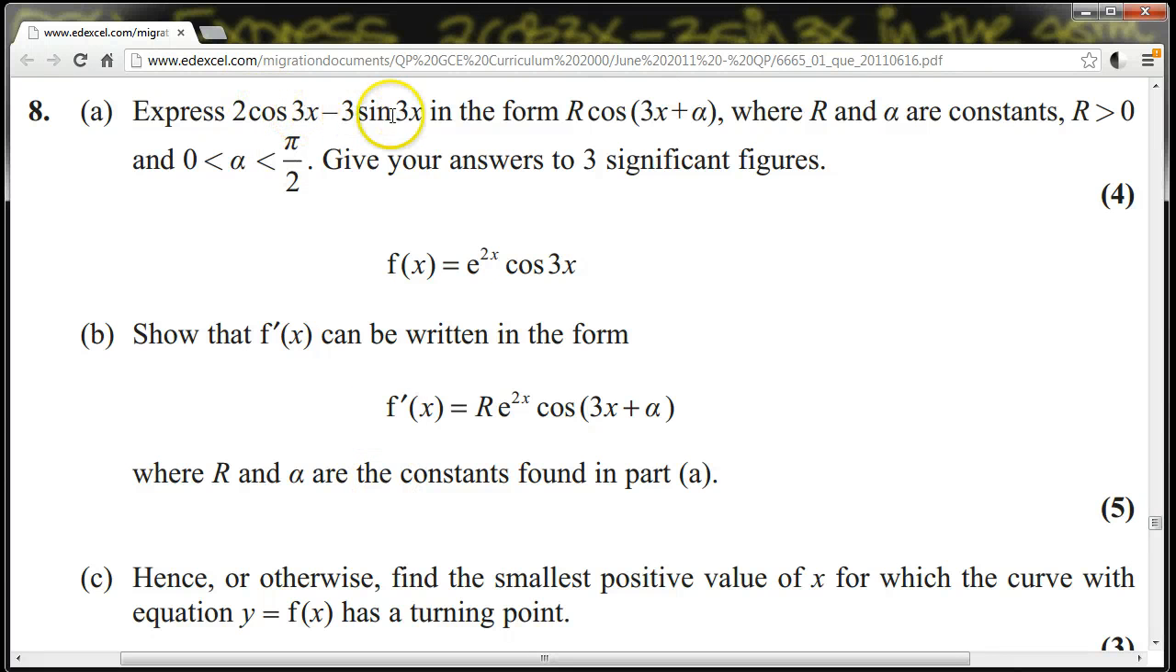Express 2 cos 3x minus 3 sin 3x in the form r cos of (3x plus alpha), where r and alpha are constants. R is greater than 0 and alpha lies between 0 and pi over 2. Give your answers to three significant figures. f of x is equal to e to the 2x cos 3x. Show that f dash x can be written in the form here, where r and alpha are the constants found in part A. Hence or otherwise, find the smallest positive value of x for which the curve with equation y equals f of x has a turning point.